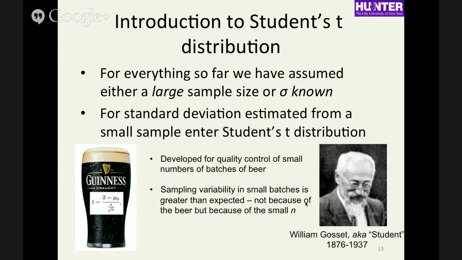And by the way, the thing that it came out of was that he noticed that with these small batches, so a small number of observations, the variability was actually greater than you expected from your standard error calculation. So he was rejecting his null hypothesis more frequently than he should have, even given if there was no difference in the brewing process.